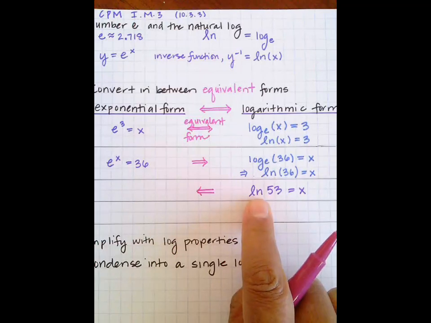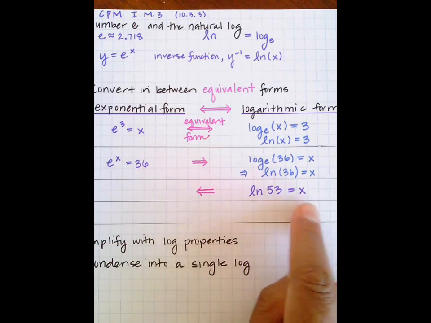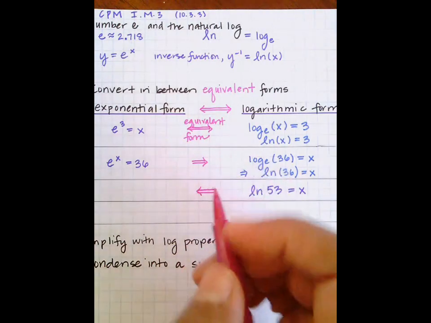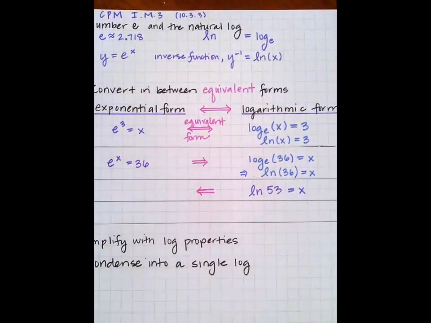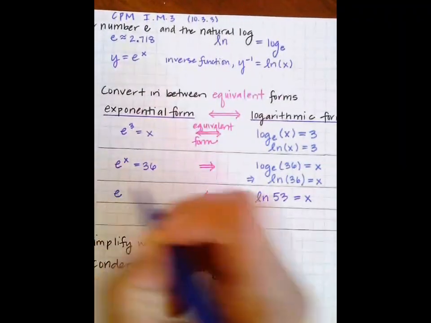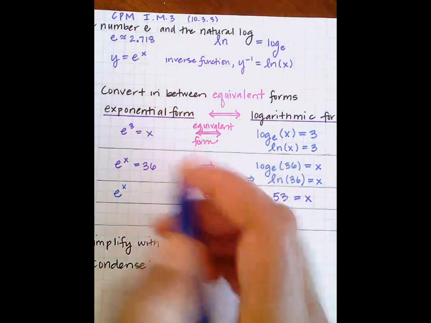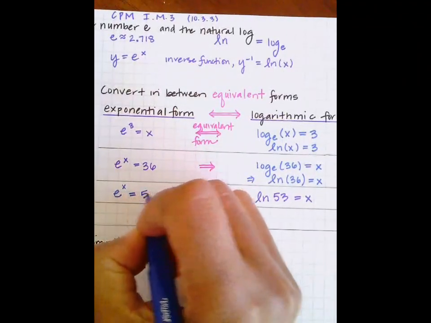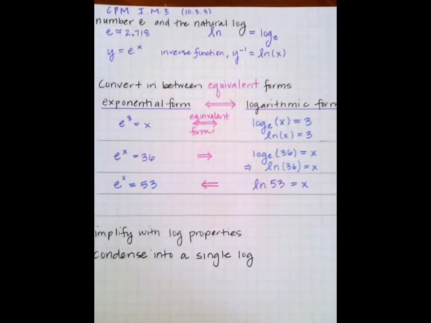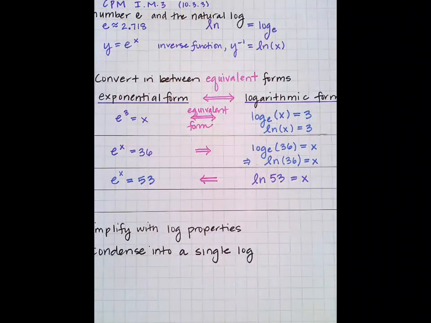Again, this is log base e of 53 equals x. So again, the base is e, so I can rewrite this as the base is e. The exponent, right, is what comes out of the log, and then what's inside is the answer. So this is the same thing as e to the x equals 53. So these are again equivalent.